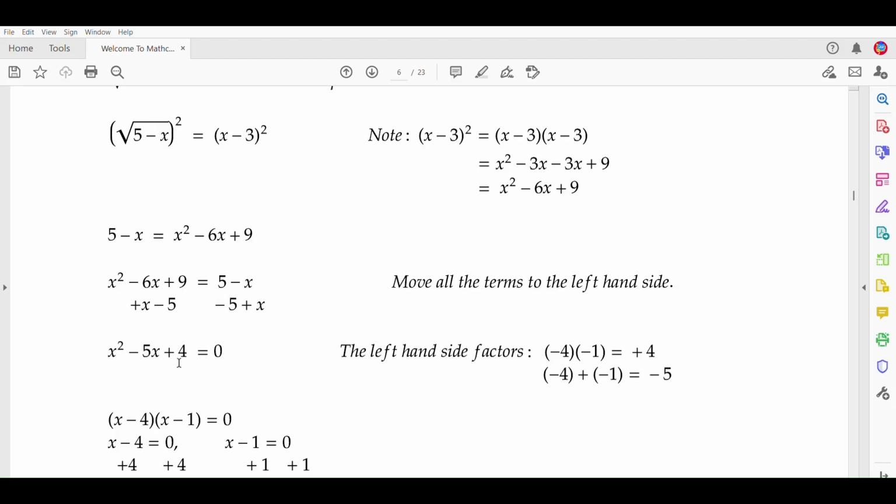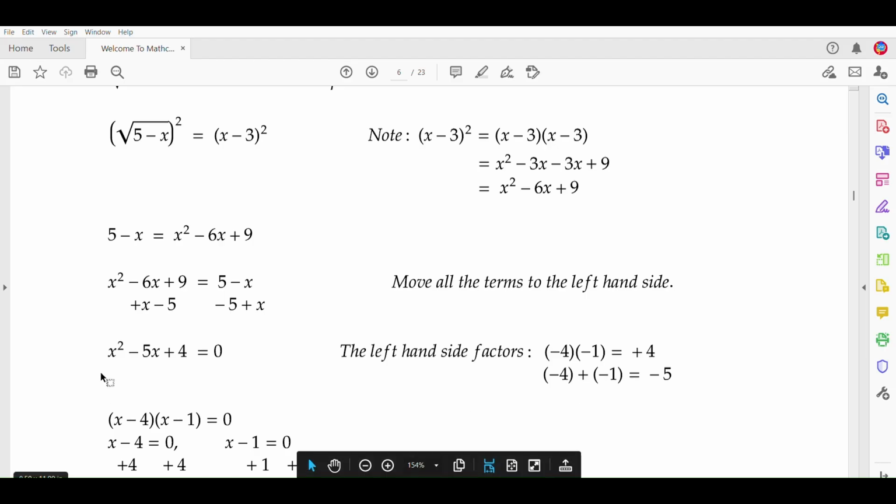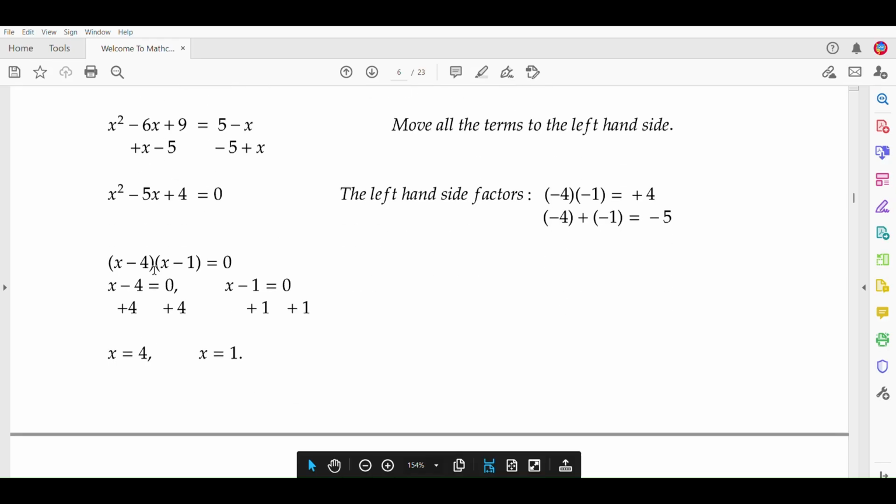Let's see whether the left hand side factors. I have a monic polynomial, that is, I have a 1 over here. So I'm looking for factors of positive 4 which combine to be negative 5. Positive 4 can be factored as negative 4 times negative 1. Negative, negative, positive. If you combine them, that is negative 4 plus negative 1, I get negative 5. So this factors neatly. I have x minus 4 and x minus 1, the two factors of positive 4.